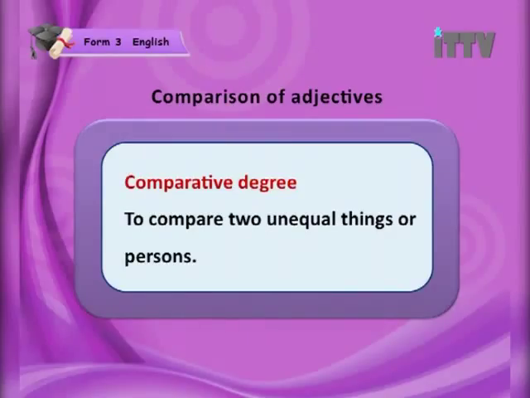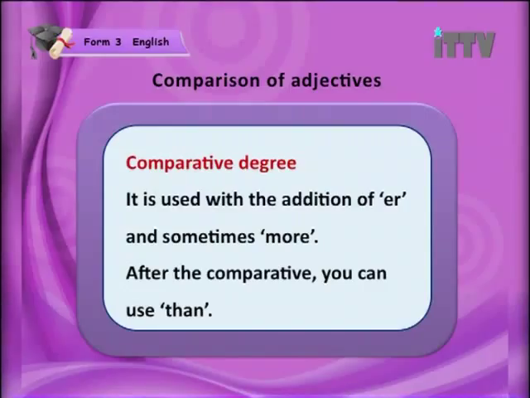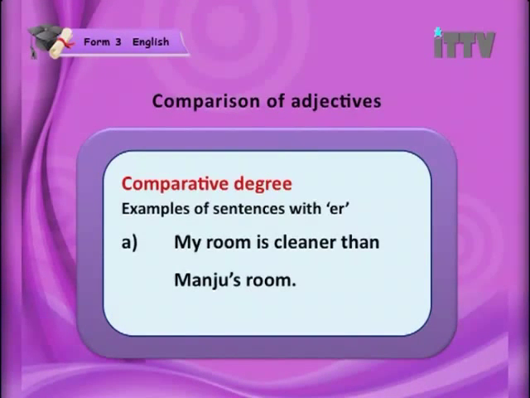Now, the comparative degree, to compare 2 unequal things or persons. It is used with the addition of er, and sometimes more. After the comparative, you can use than. Now, look at the examples. My room is cleaner than Manju's room. So here you see er has been added to the adjective clean, and to show the comparison than is used.